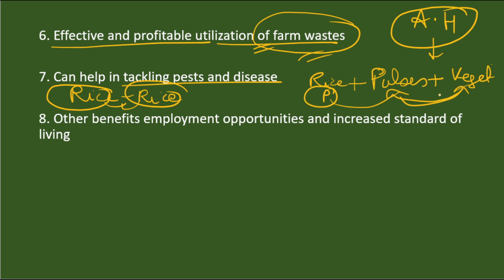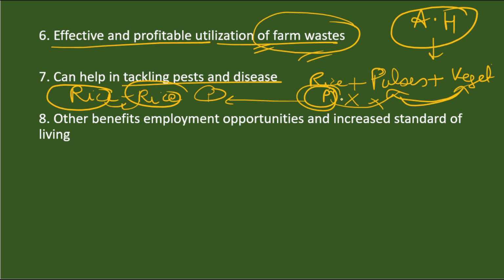Until we plant rice again, the established pest will not get the time to establish. When you grow a single type of crop, the pest gets the time to get established. But when you grow different types of crops, a single type of pest or disease is not able to establish in the field, in the cropping system. So that helps in the tackling of pests and diseases.